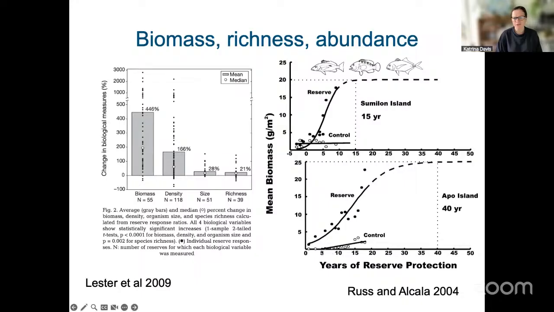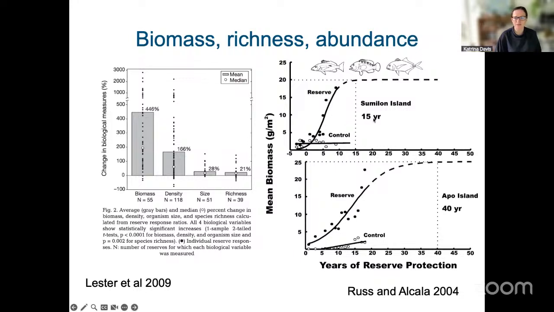And you can see after just a few years of protection, we're seeing quite strong increases. Mean biomass has doubled just over a 5 to 10 year period. What's important here is that the expectation is that these levels of increase are not going to continue through time. They will flatten out.